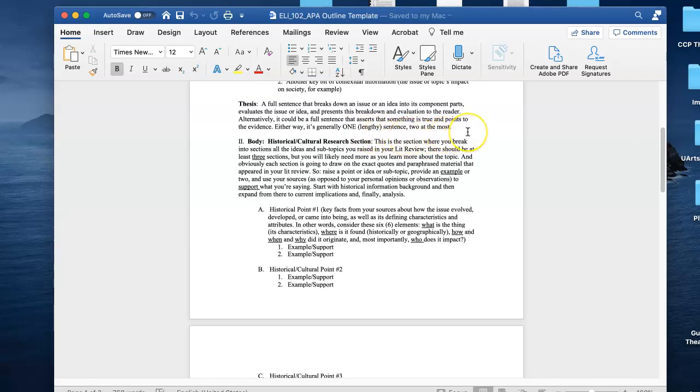Remember, a thesis is a full sentence that breaks down an issue or an idea into its component parts, evaluates the issue or idea, and presents this breakdown and evaluation to the reader. Alternatively, it could be a full sentence that asserts something that is true and points to the evidence. Either way, it's generally one sentence, a lengthy sentence. It's fine if your thesis statement is long. Don't worry about that. You can always use semicolons if you need to cheat.